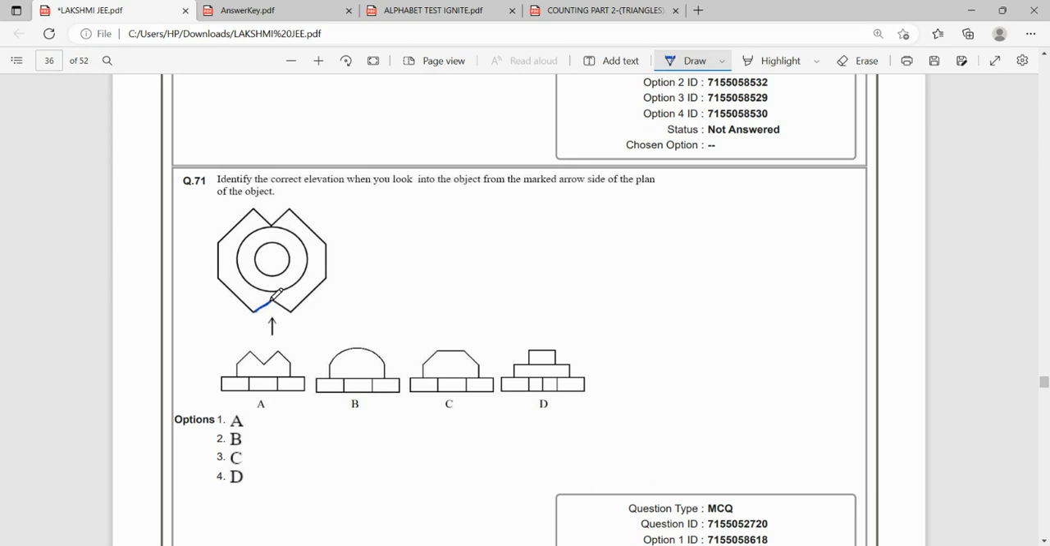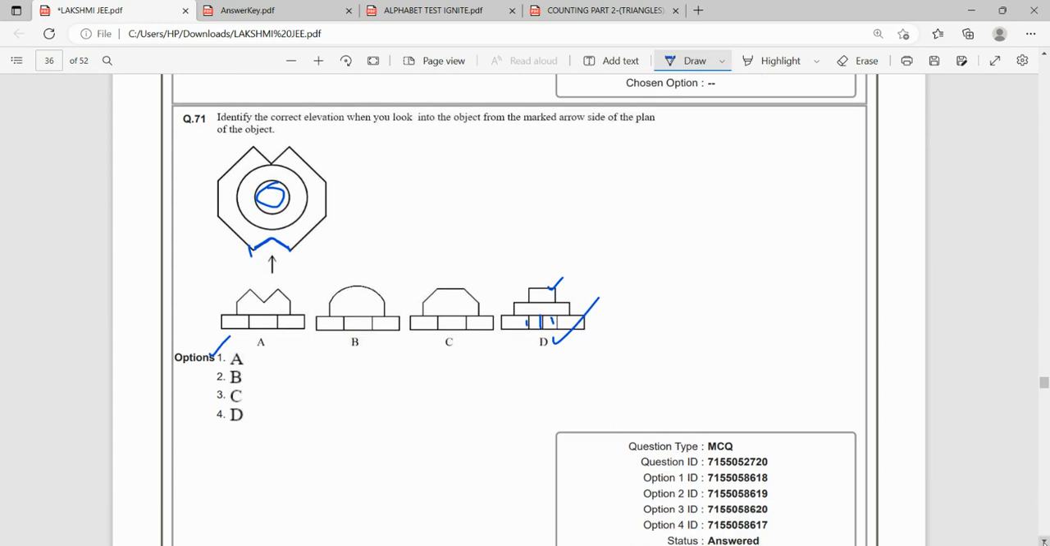Anyway, if this is the section, then we have to think like there will be a line like this. This one, this one. So that center line is not given in any of the other options. So we have to take this. Then, according to these circles also, this is better. It looks better compared to other options.